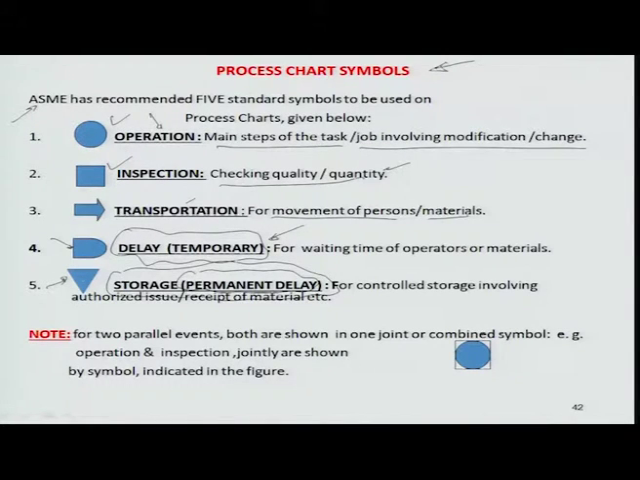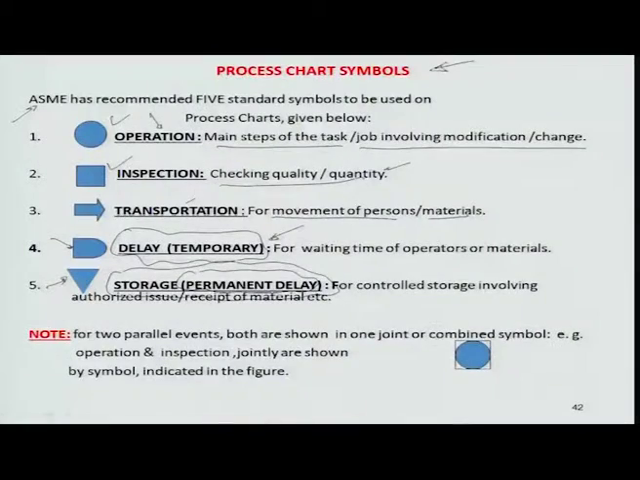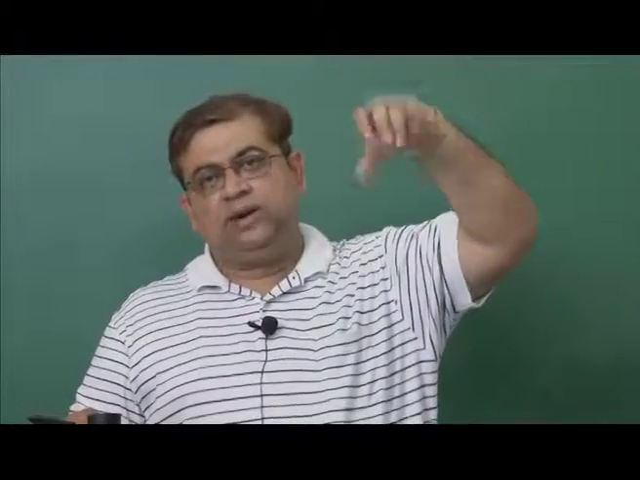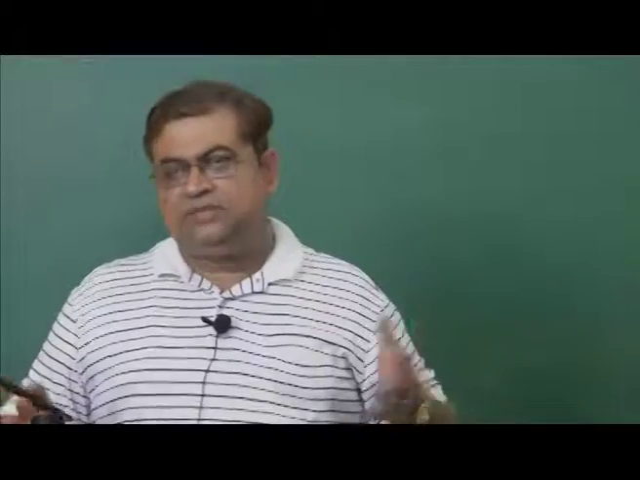And so the idea is that a process chart should be able to, in terms of all these symbols, give you an idea of the sequence of operations which is involved in such a process. So, for two parallel events, both are shown in one joint or combined symbol. For example, if I had an operation and inspection all at the same station, let us look into a flexible manufacturing line associated with the machine shop. So, you have a couple of CNC machines and there are certain automated inspection stations which are within those CNC machines.